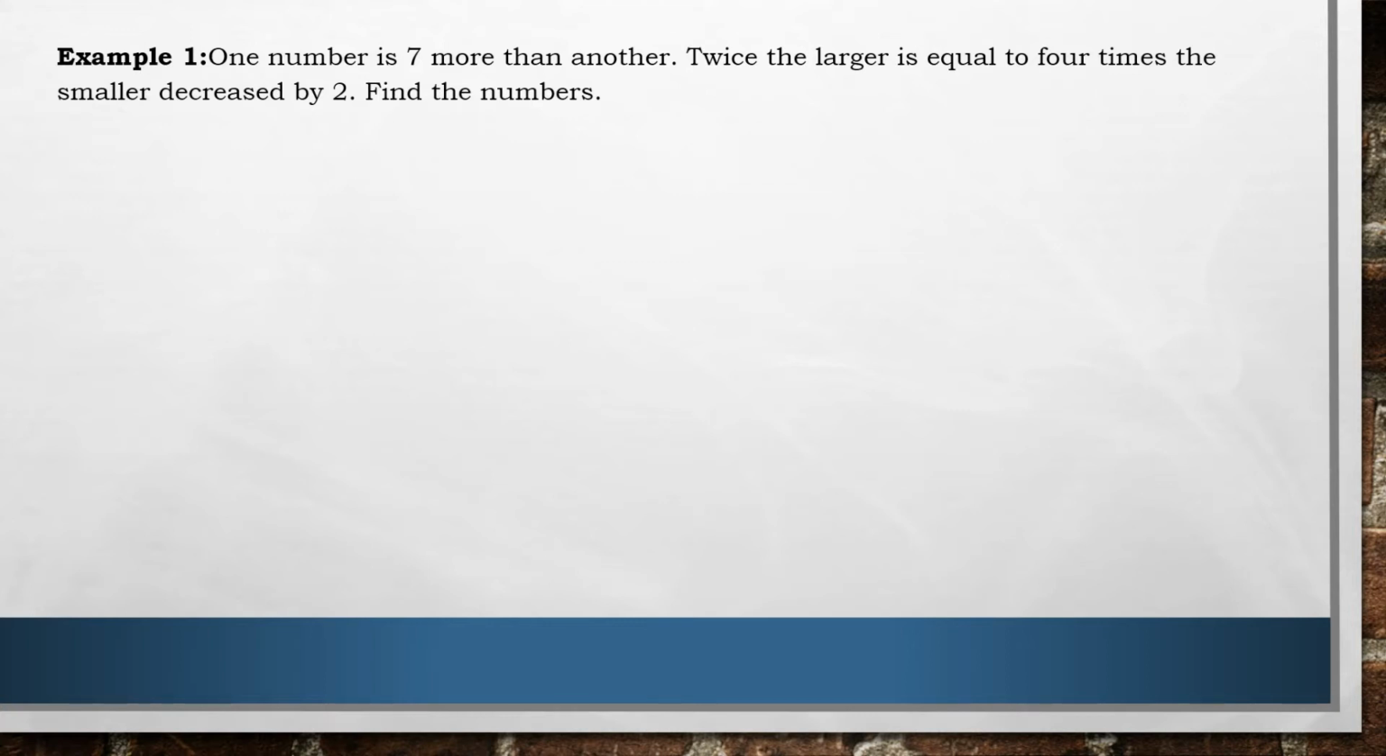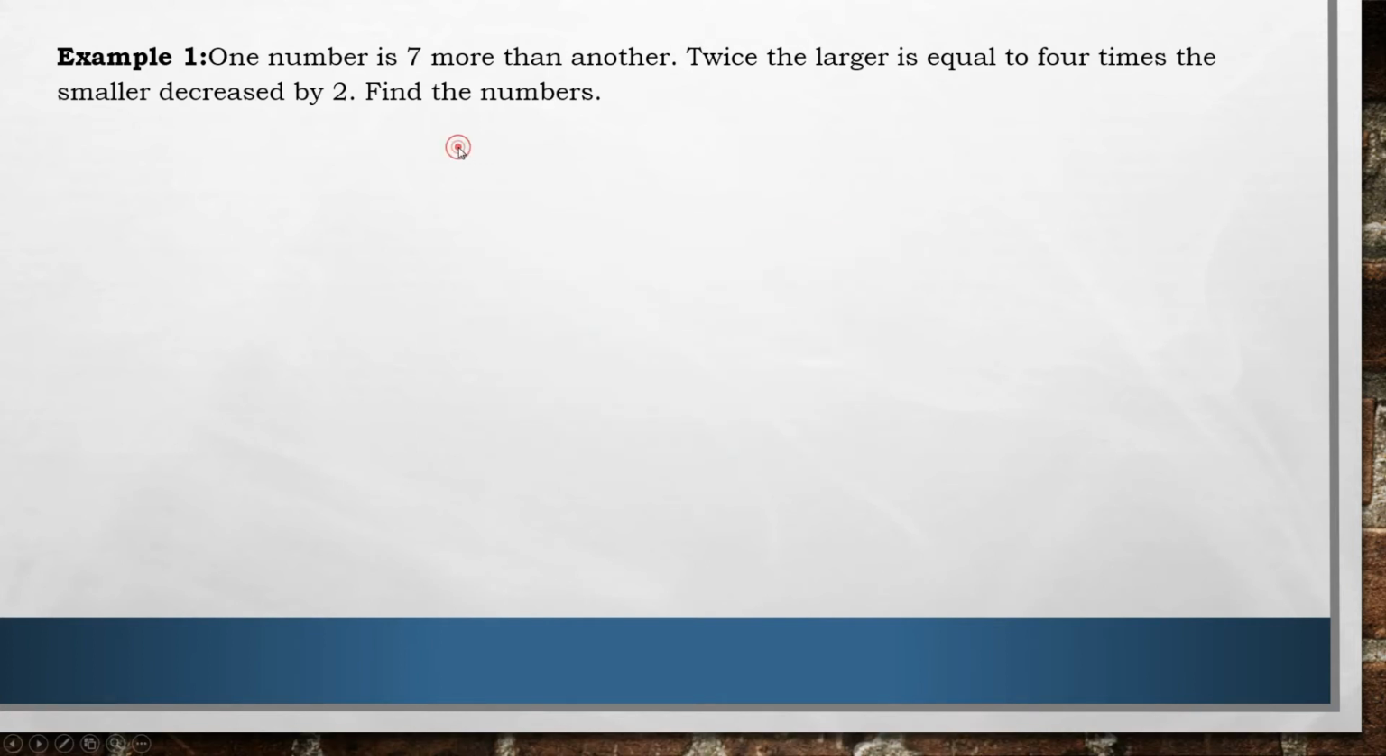We have here an example. Example 1. One number is 7 more than another. Twice the larger is equal to 4 times the smaller decreased by 2. Find the numbers. So you are going to solve this given problem using the 4 steps of Polya's problem solving.